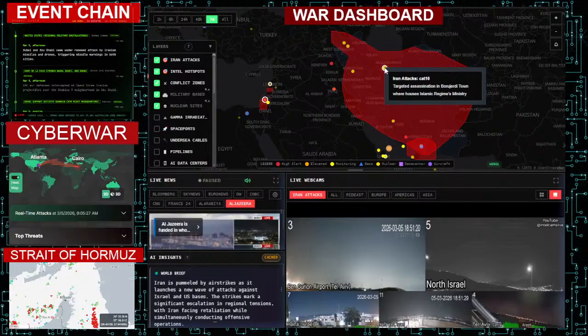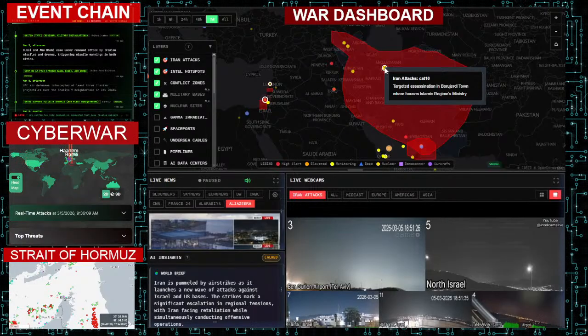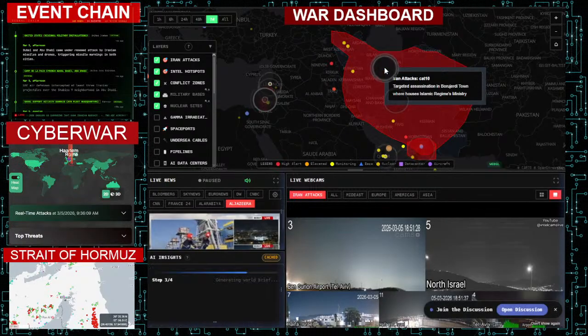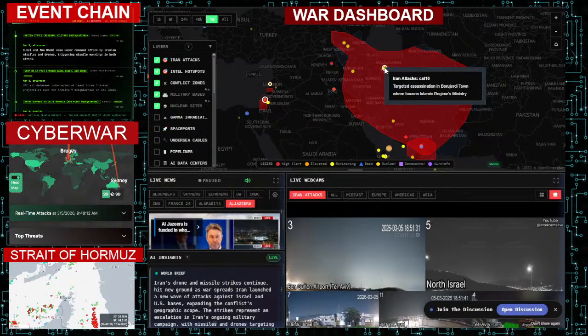Europe has been phasing out Russian energy imports. It's still buying around 13% of its gas from Moscow, but the plan is to drop that to zero by late next year.